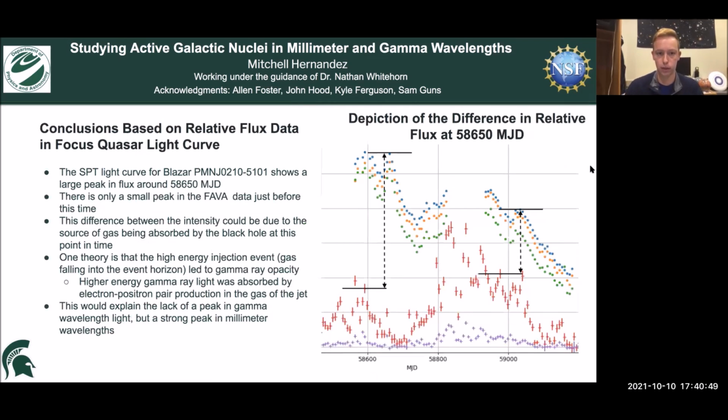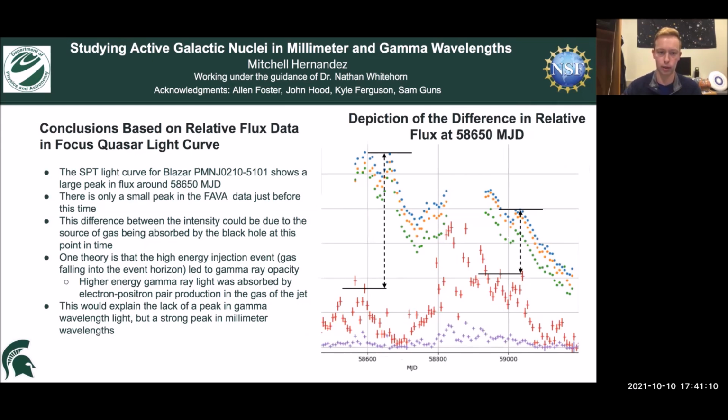So this relative flux data shows there's this large peak in flux right here for SPT, and it correlates to this very small peak for FAVA. And you can see these two over here for 2020 data are a lot closer. So this difference in intensity for this 2019 peak could be due to the source of gas, which is being absorbed by the black hole at the point in time.